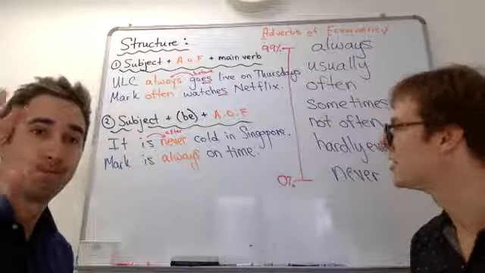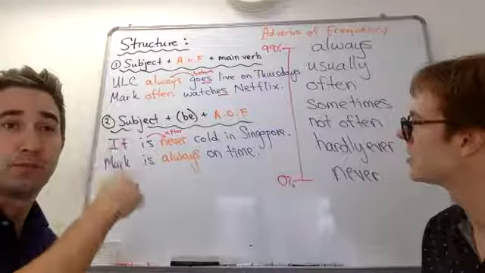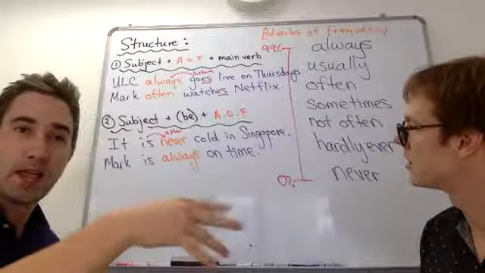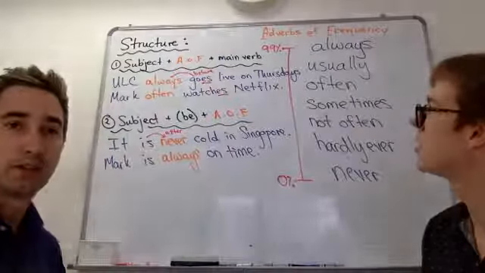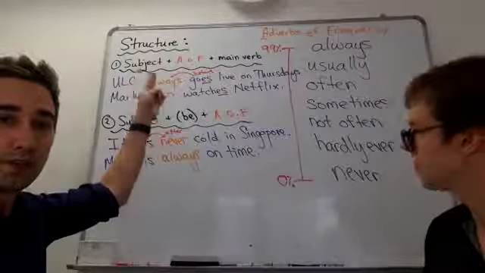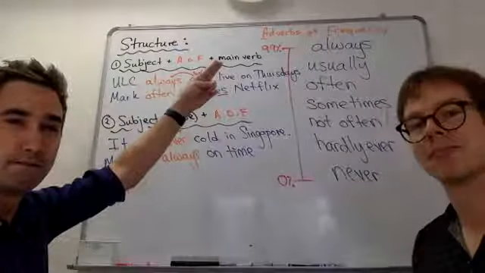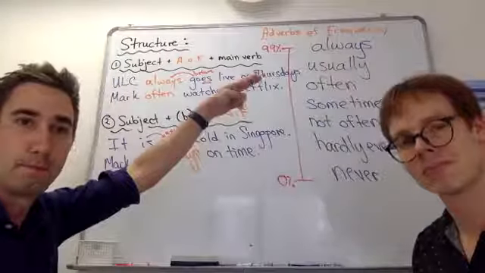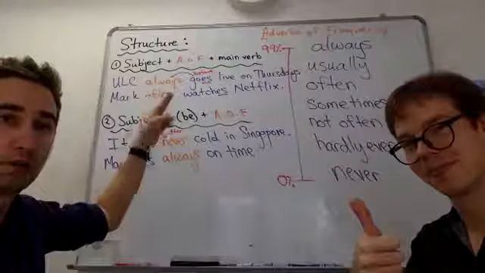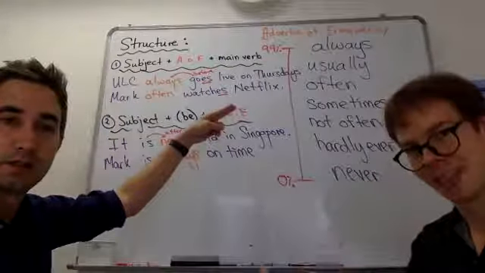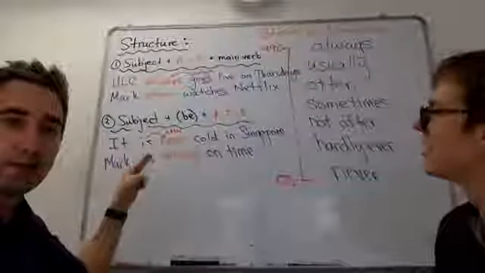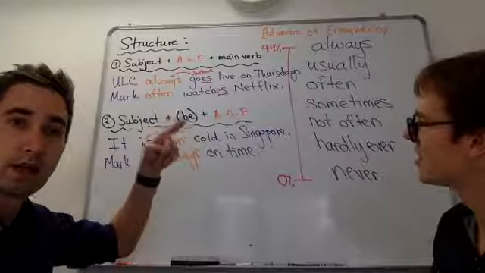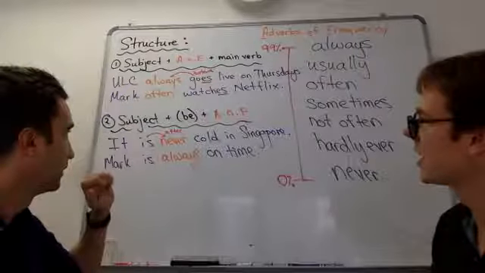Hi, everybody. Today we are talking about adverbs of frequency. Always, usually, never, sometimes, often, hardly ever, never. Just to review. Number 1, subject plus adverb of frequency plus main verb. ULC always goes live on Thursdays. Mark often watches Netflix. It is never cold in Singapore. Rule number 2, subject plus be plus adverb of frequency. Mark is always on time.